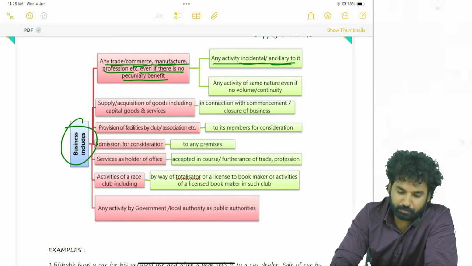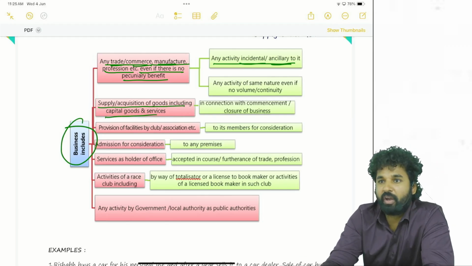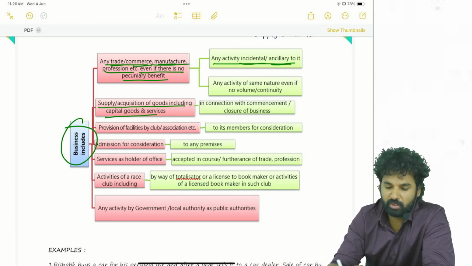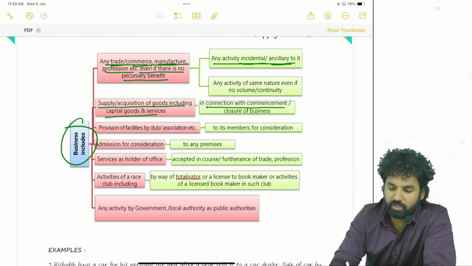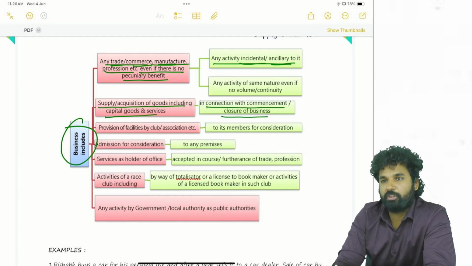Okay. Next, supply or acquisition of goods including capital goods and services. So while incorporating a business or shutting down a business, we will purchase some capital goods while incorporating a business, and we will sell some capital goods while shutting the business. So that will also be part of business, in connection with the commencement of business or in connection with the closure of business.